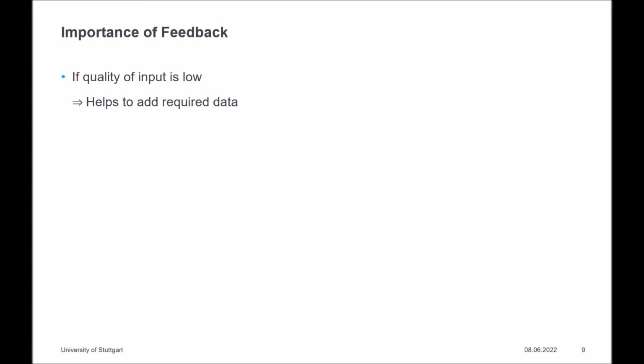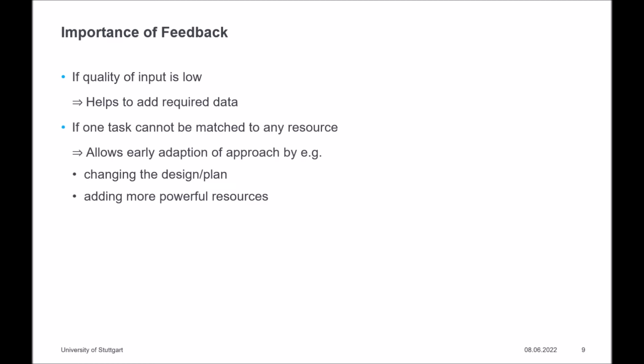So in the following, we want to explain the importance of the constant feedback. So first of all, if the data quality of our input is low, the feedback helps us guiding which data we or the data producers have to add in order to improve the quality of the application. And if one task cannot be matched to any resource, the feedback allows for an early adaptation of the approach, for example by changing the design or plan or by adding more powerful resources.